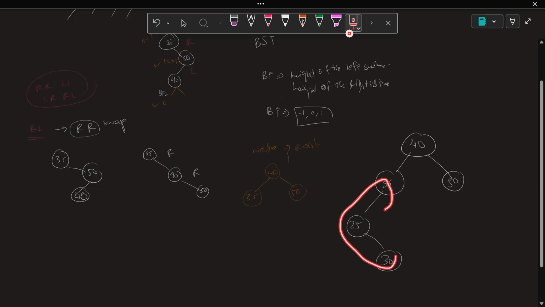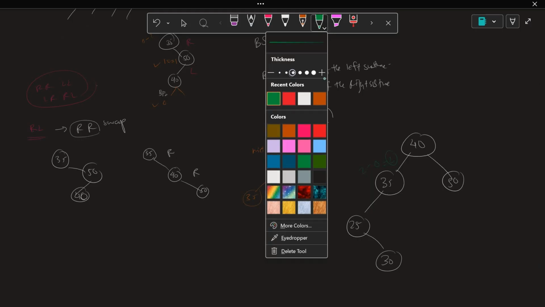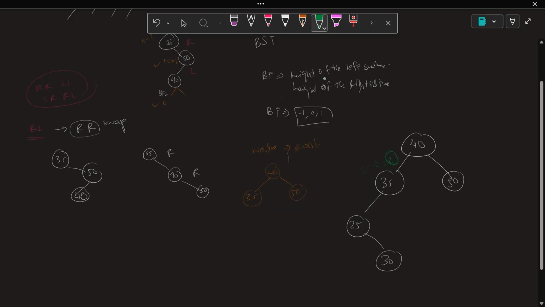So you see you have 2 over here, 2 in the left subtree, but on the right side you do not have anything. So you basically have 2 minus 0. So that's a 2 for the balance factor of this one. Because it's 2, that means this is unbalanced. Now you have to balance this again.